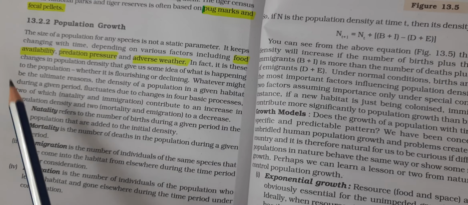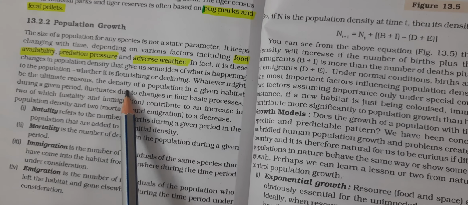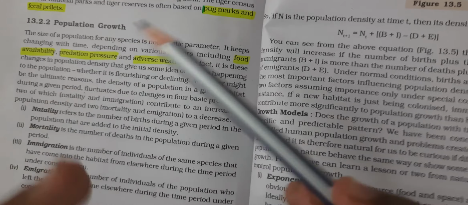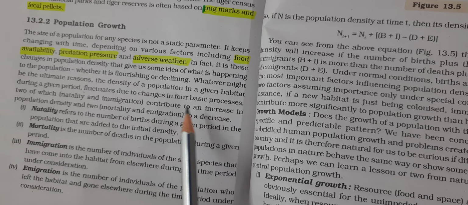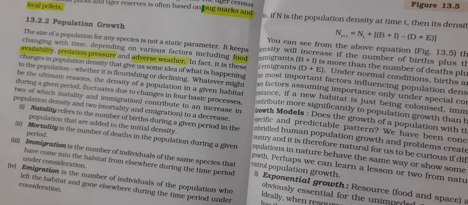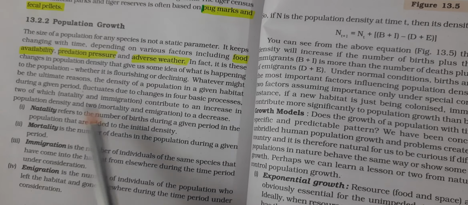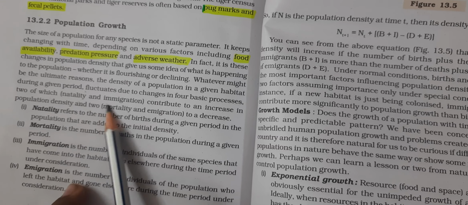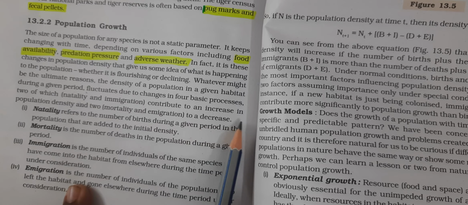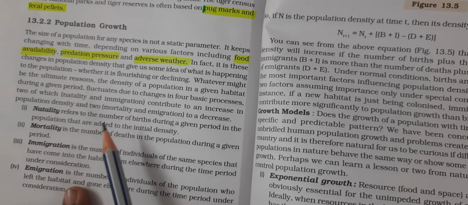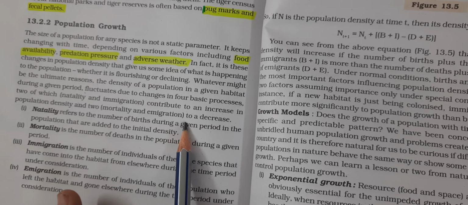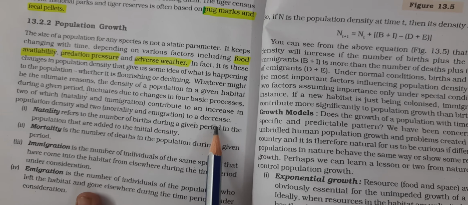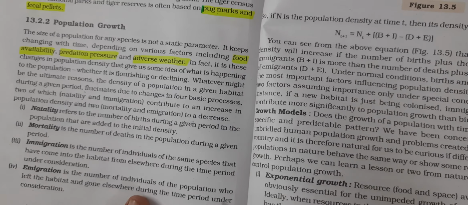Whatever might be the ultimate reasons, the density of a population in a given habitat during a period fluctuates due to changes in four basic processes. Two of which, natality and immigration, contribute to an increase in the population density, and two, mortality and emigration, to a decrease in the population density.